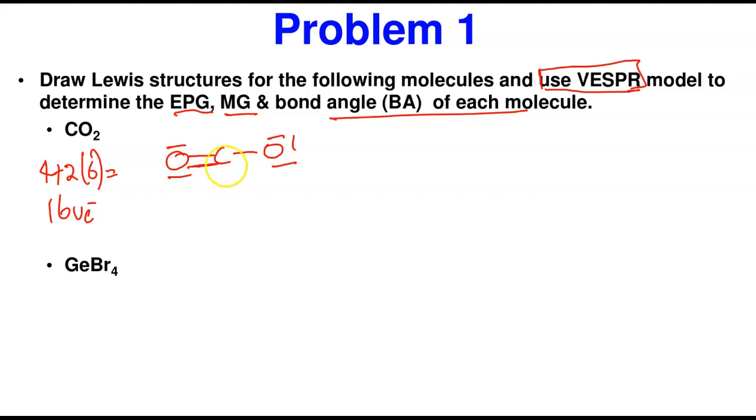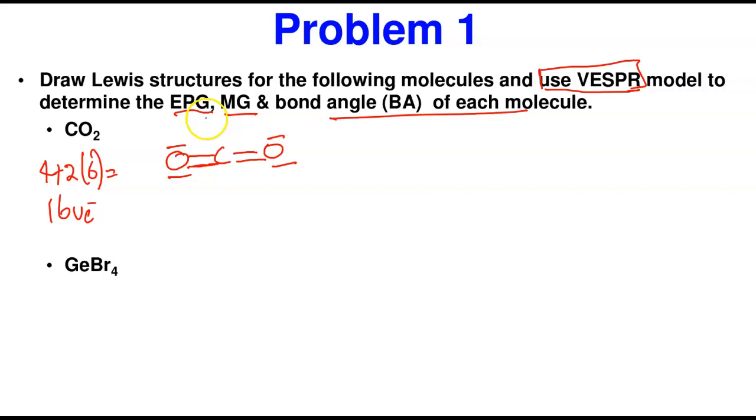Again, carbon still has 6, is not yet satisfied. I'm going to clean out this one again, remember that, and share that bond between these 2. And now this is the exact Lewis structure of this molecule. But the question says, we're not looking for it. It says, what is the EPG?